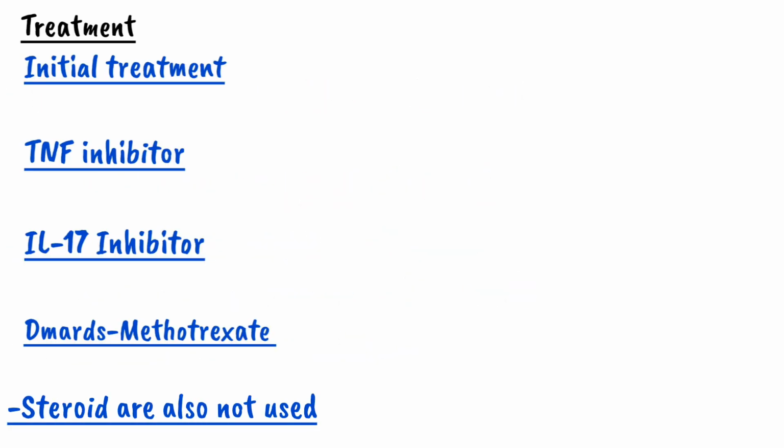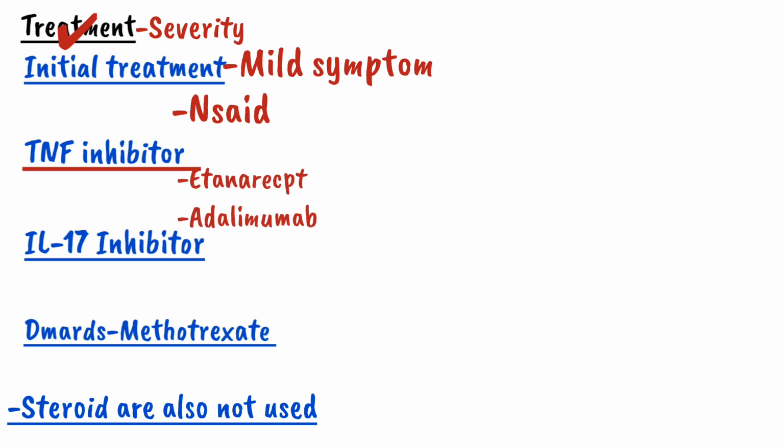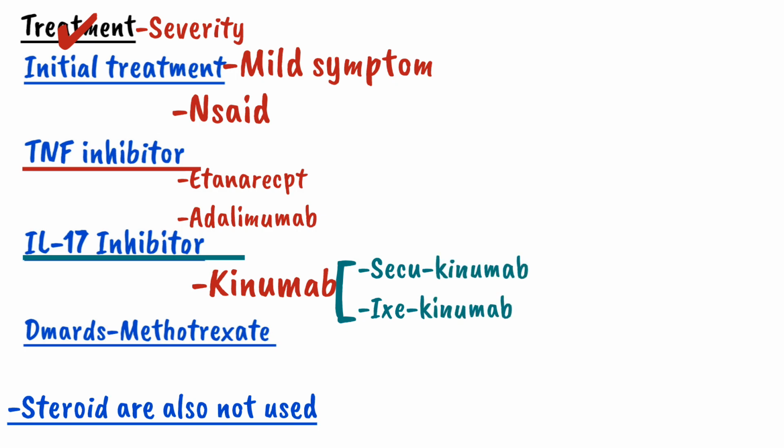After diagnosis, now we come toward the treatment of ankylosing spondylitis. The treatment is based on severity. For mild symptoms, we use NSAIDs. For persistent active inflammation, we use TNF inhibitors. The most common anti-TNF drugs used for ankylosing spondylitis are etanercept and adalimumab. Apart from TNF inhibitors, we can also use interleukin 17 inhibitors. It includes the kinumabs such as secukinumab and ixekizumab. These are the most recent drugs approved by the FDA for the treatment of ankylosing spondylitis.